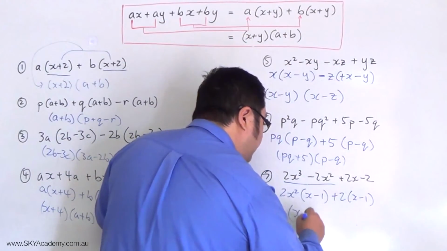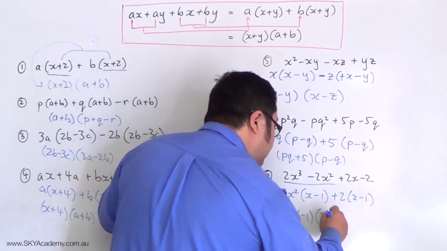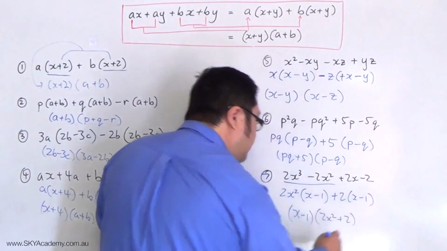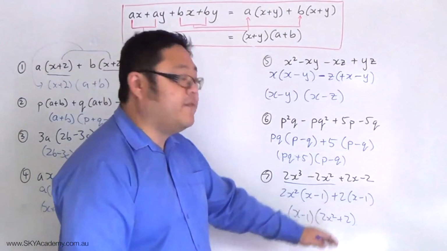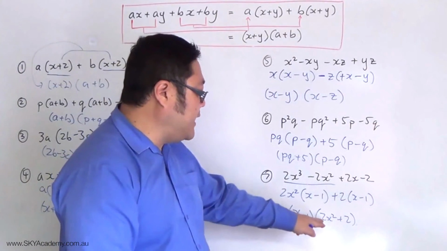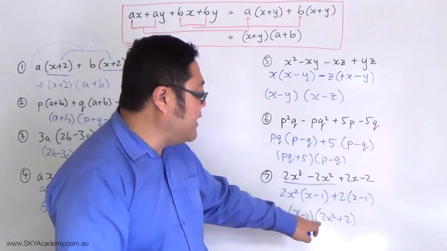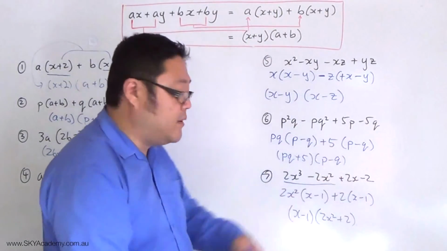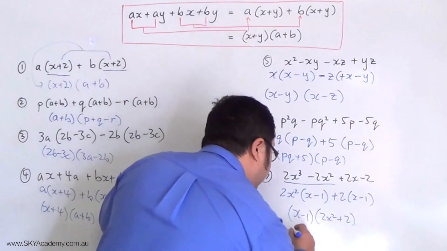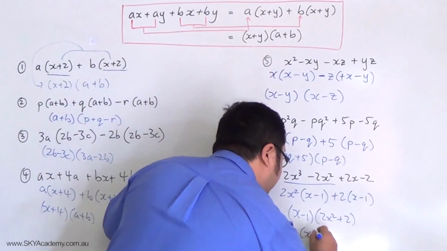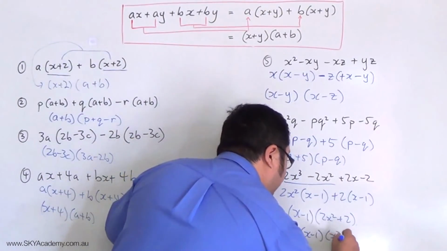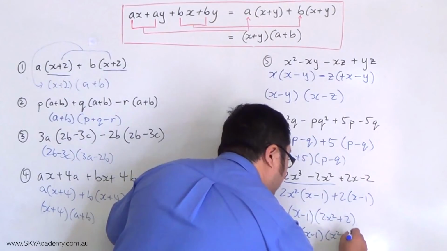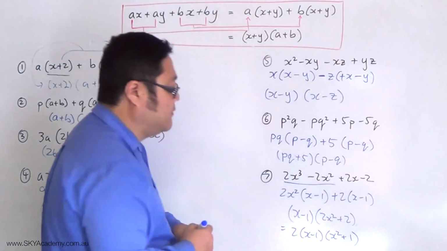X minus 1 is common to both. 2x squared plus 2 is what's left over. And what you can do is take out another common factor from here, which is the 2. Alright, so let's take the 2 out, and you're left with 2 outside of x minus 1, x squared plus 1. Okay?